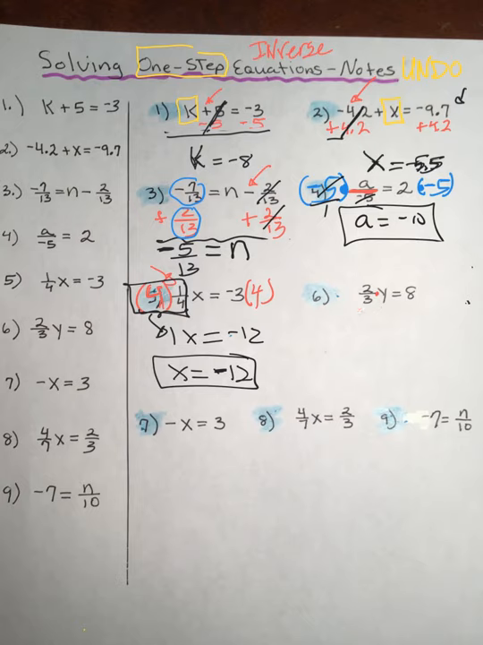So we're going to multiply by the reciprocal. And so what's the reciprocal of 2/3? That's where you flip it. That would be 3/2. So we're going to multiply by 3/2 to both sides, because when you multiply reciprocals, you always get 1, right?